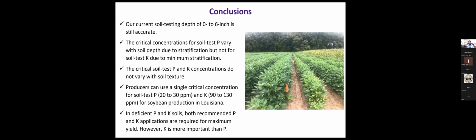And in P and K deficient soils, both recommended P and K applications are really required for maximizing yield. However, potassium is somewhat more important than phosphorus in making yield.